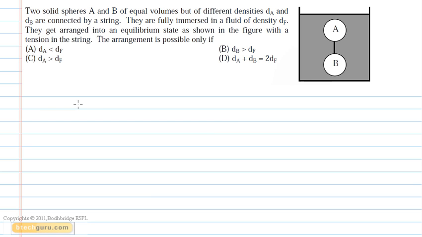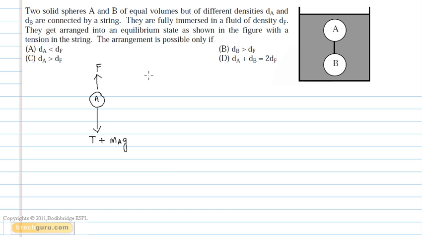To find out the relationship between the densities of A, B and F, we'll first draw the free body diagrams of spheres A and B. The forces acting on sphere A are buoyant force acting vertically upwards, tension force acting vertically downwards, and MAG acting vertically downwards.